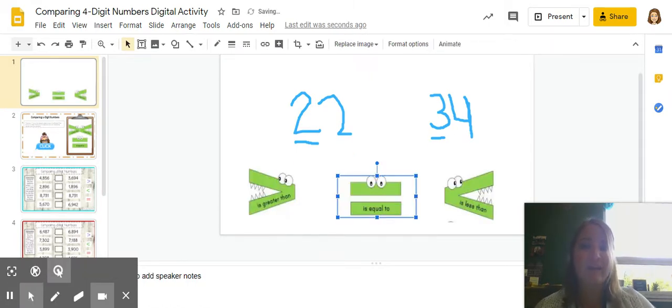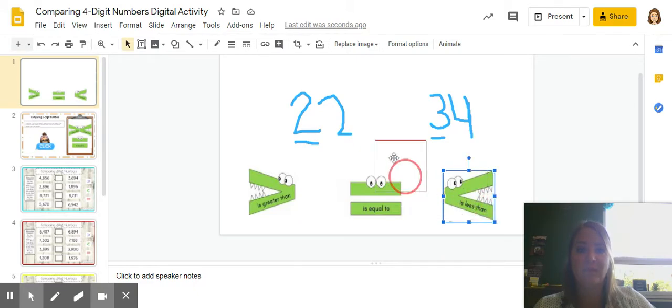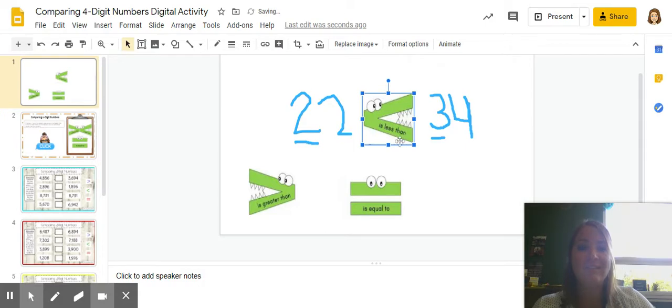All right, we're back, and Senior Munching Mouth is back with us. So I hope that you said that the digit 3 in the tens place is greater than the digit 2. So I am going to take this symbol and put it in the middle, because remember that Senior Munching Mouth always wants to eat the bigger number. Let's pretend that these numbers are your favorite candy in the whole wide world.